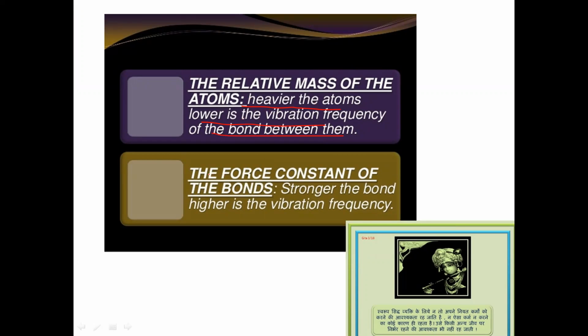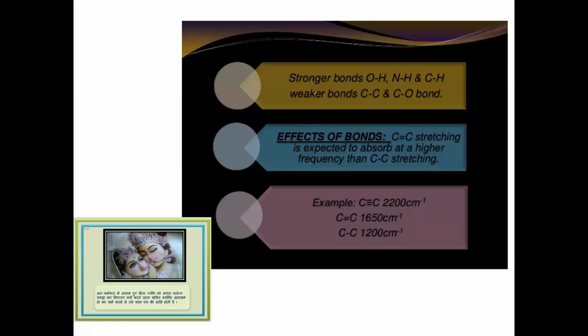of bond between them. Force constant: stronger the bond and higher is the frequency. The stronger the bond, the higher the frequency. Stronger bonds are OH, NH and CH. Weaker bonds are carbon-carbon single and carbon-oxygen single bond. Effect of bonds: C double bond C stretching is supposed to be observed at higher frequency than the CC bond. For multiple bonds, a triple bond absorbs higher frequency as compared to this one and as compared to this one.